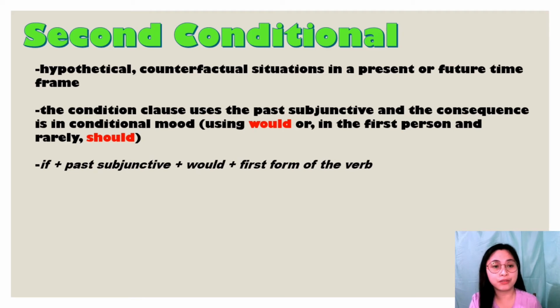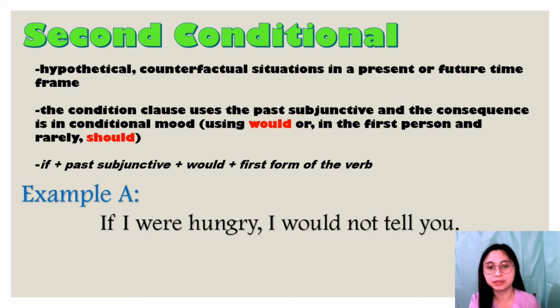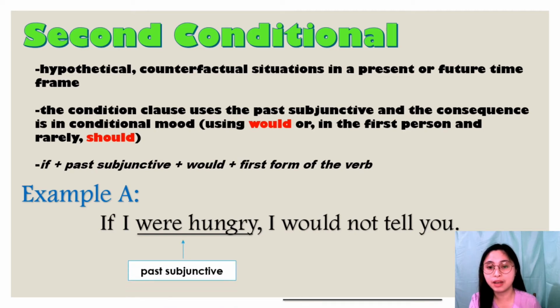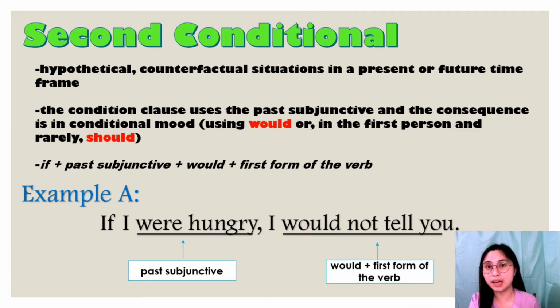We have here the form or the structure: if plus past subjunctive plus would plus first form or main form of the verb. Example, if I were hungry, I would not tell you. We have here the condition, if I were hungry, which is using past subjunctive, and the consequence, I would not tell you, uses would plus main form or first form of the verb.